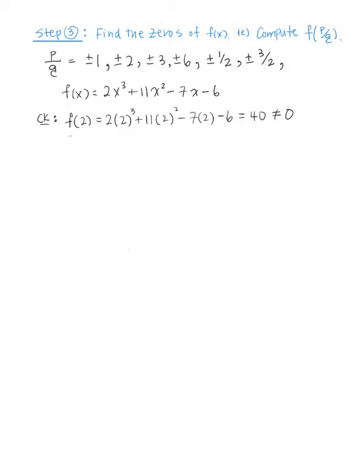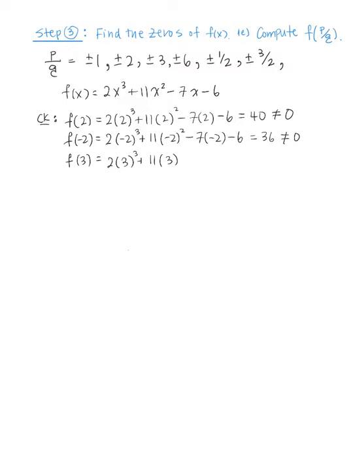Now let's check f of negative 2. I don't think this is going to go to 0 either, but what the heck. So you have 2 times negative 2 cubed plus 11 times negative 2 squared minus 7 times negative 2 and then minus 6. I knew it. My calculator said this is 36. Nope, that does not equal 0. All right, here we go. f of 3: 2 times 3 cubed plus 11 times 3 squared minus 7 times 3 minus 6. No, this is 126. Yikes, that does not equal 0.